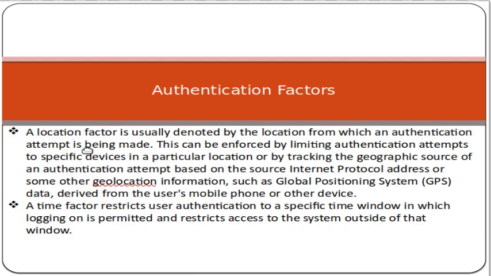A location factor is usually denoted by the location from which an authentication attempt is being made. This can be enforced by limiting authentication attempts to specific devices in a particular location, or by tracking the geographic source of an authentication attempt based on the source internet protocol IP, or some other geolocation information, such as Global Positioning System, that is called GPS, data derived from the user's mobile phone or other devices. So this is another type of authentication which is common nowadays and used as well.